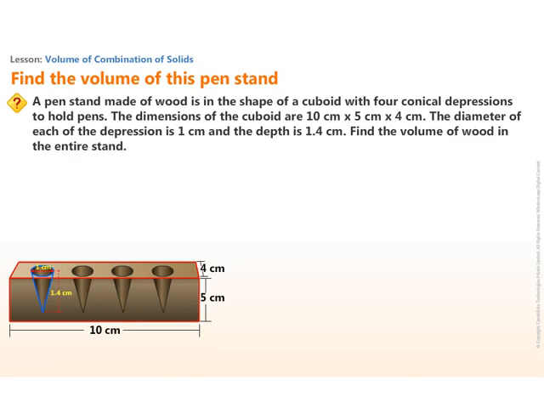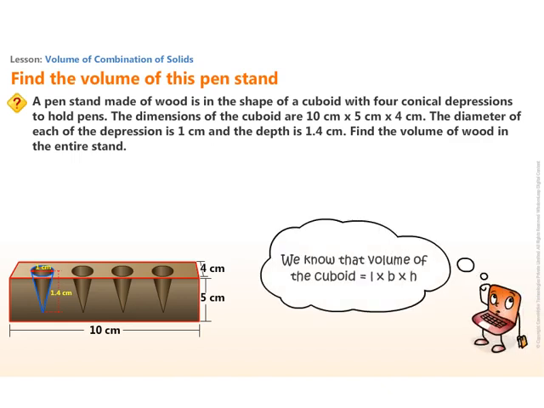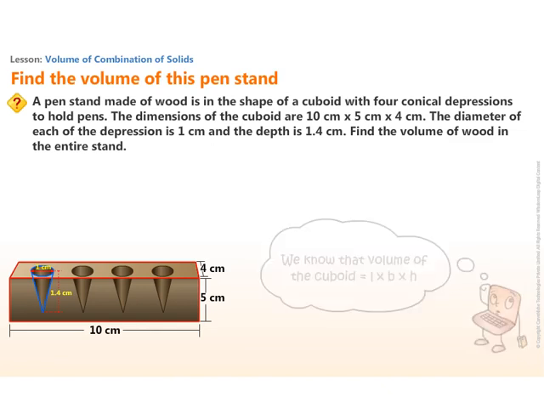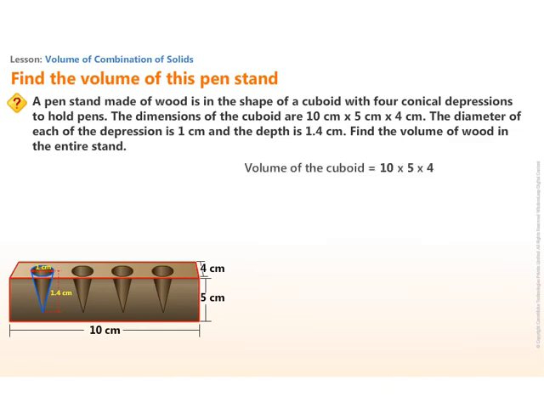It is given that the dimensions of the cuboidal part are 10 centimeters into 5 centimeters into 4 centimeters. We know that volume of the cuboid is length into breadth into height, that is, L into B into H. Substituting the values of length, breadth and height, we get volume of cuboid as equal to 200 centimeter cube. There are 4 conical depressions such that radius of each depression is 0.5 centimeter and depth is 1.4 centimeter.